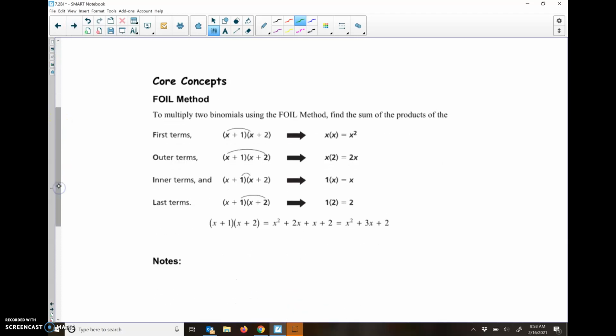This is how I was taught this. And then I found a better way when I was teaching, and I'll show you that way in a second. So FOIL stands for first, outer, inner, and last. So think of the numbers here. Most of your problems are going to have 2 things in the parentheses. So you're going to have like 1, 2, 3, and 4.